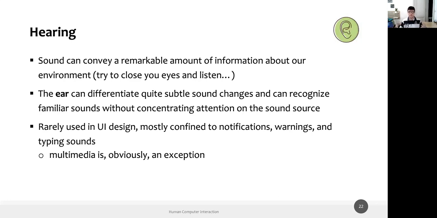You will notice a lot of different sounds, a lot of different noises coming from the environment, and you can maybe derive a lot of information about your environment just by doing this small listening exercise. Because our ears can differentiate various sound changes, even in a quite subtle way. Even minimal sound changes, it is able to differentiate, and it can recognize familiar sounds when we are doing other things and without concentrating attention on the specific sound source.